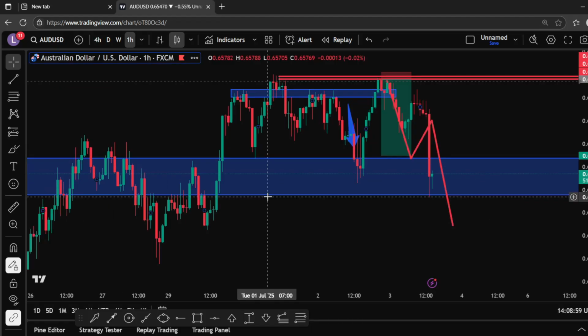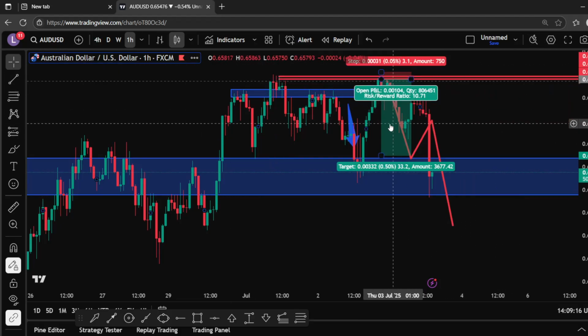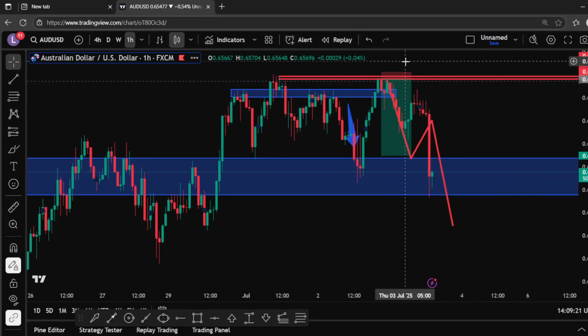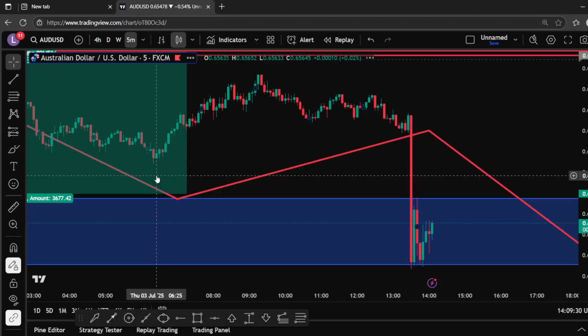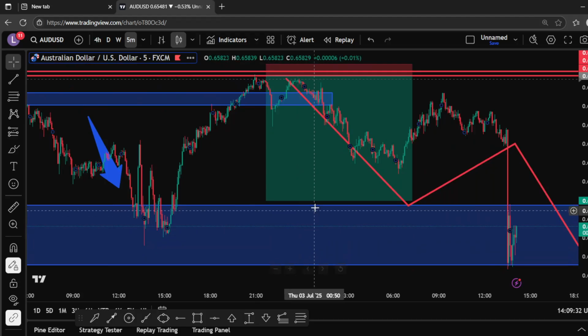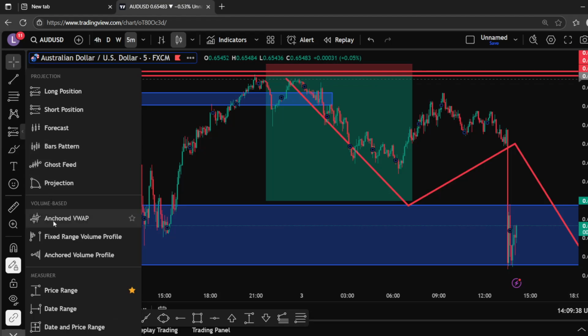Hello traders. I'm back again to conclude the Aussie USD trade. So this trade was taken yesterday. To be honest with you, I didn't think it would take this short to complete. But here we are. The profit has been achieved. All right. So this trade was taken on this 5 minutes time frame, like I explained. So that was the supply zone that we took the trade at.